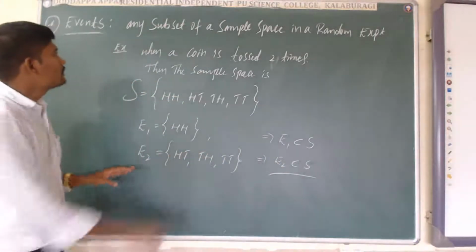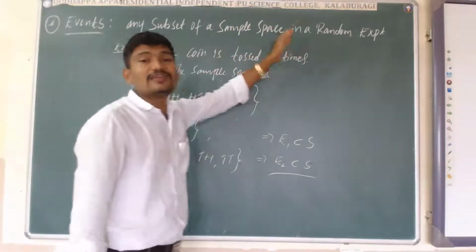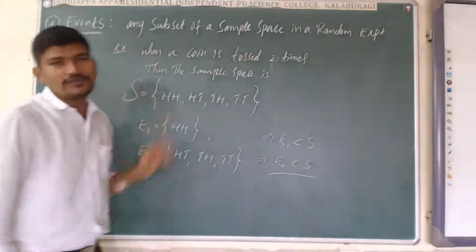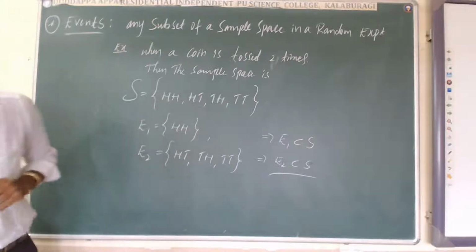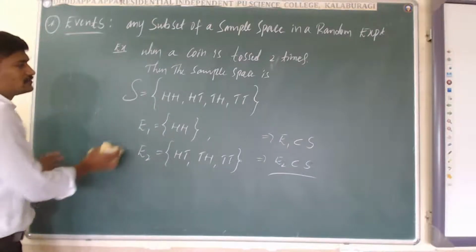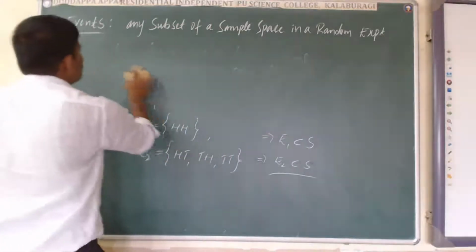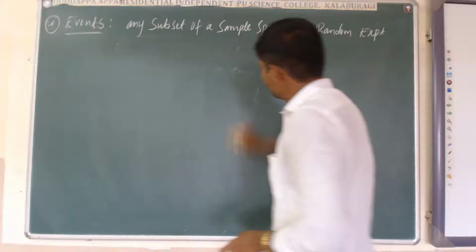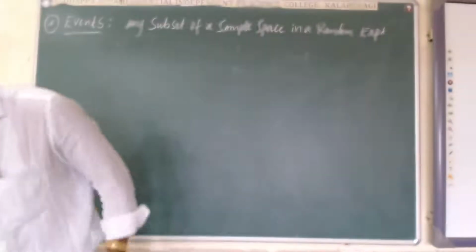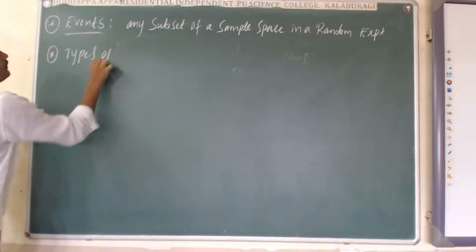So it shows the meaning of event: any subset of the sample space in a random experiment is called an event. So these two are examples of the given event. Okay. Right. Now, event is over. In the events, we can say there are some types. So here also we will see types of events.